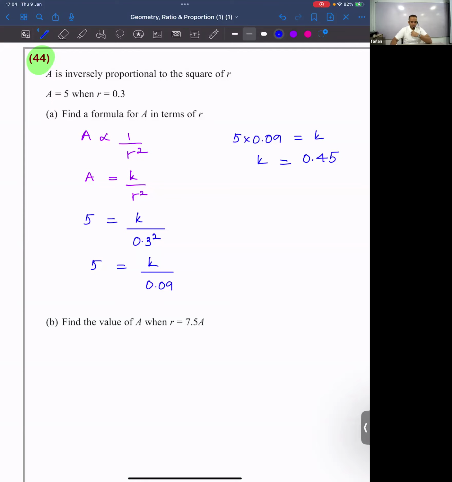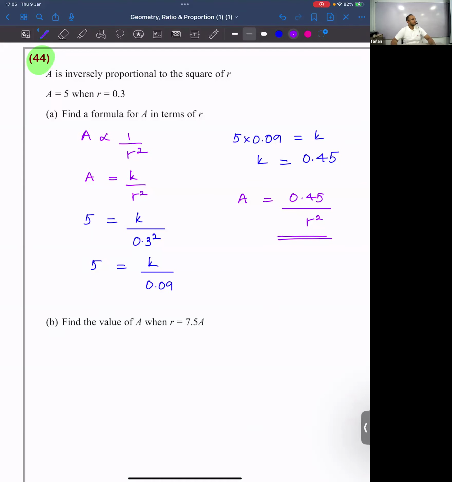Then we can rewrite the equation A equals K over R square. That can be written as A equals 0.45 over R square. Have you got this answer? Yes.